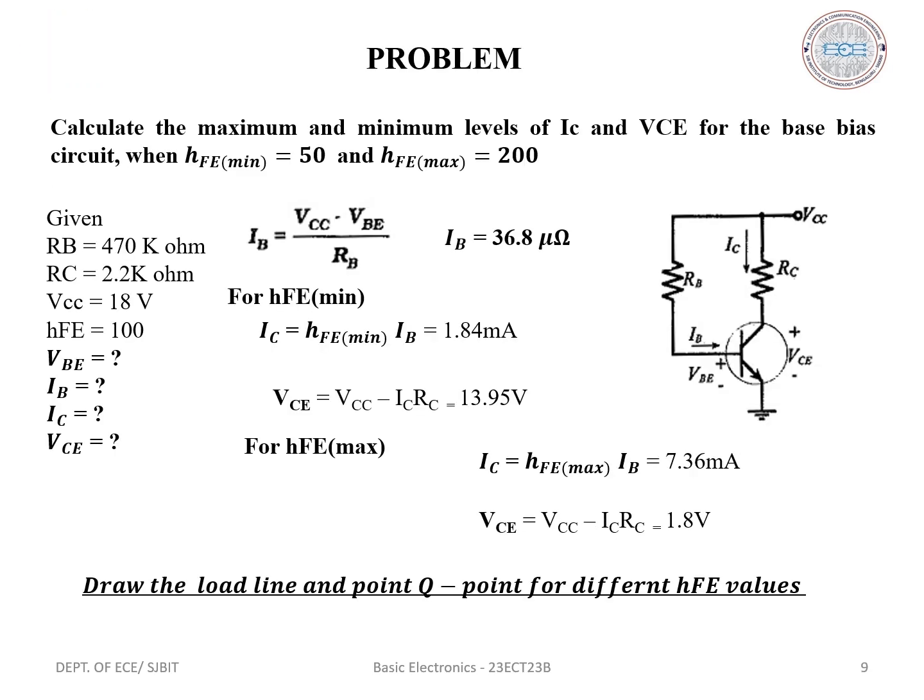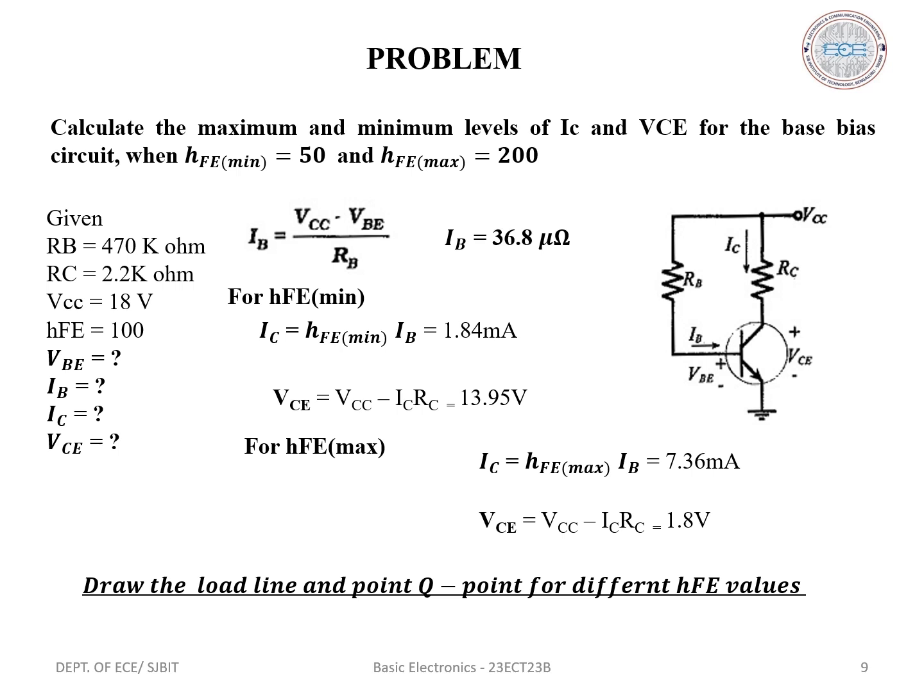So next we have to consider the other problem here. To calculate the maximum and minimum levels of IC and VCE for the base bias circuit, when HFE minimum is equal to 50 and HFE maximum is equal to 200. So first we will write down the given data here. Given RB equals 470 kilo ohm, RC equals 2.2 kilo ohm, VCC equals 18 volts, HFE equals 100. Then we have to calculate VBE, IB, IC and VCE.